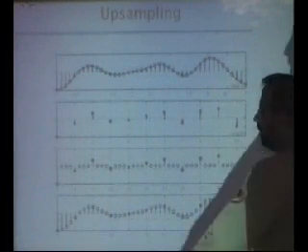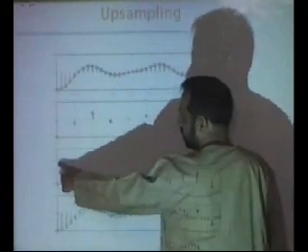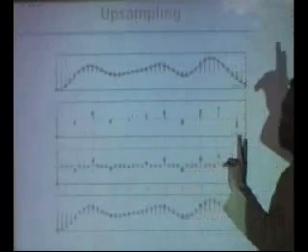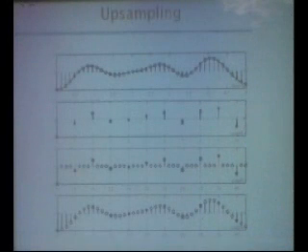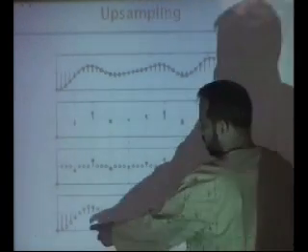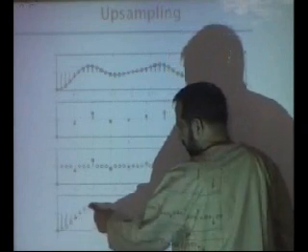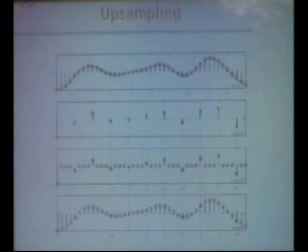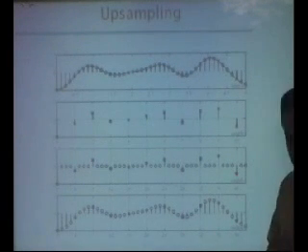And this is how it is done: first you add zeros. So sample, 3 zeros, sample, 3 zeros, sample. So every sample is replaced by 4 samples. This is upsampling by 4, where you add 3 extra zeros. And then you interpolate the zeros to bring them to the actual values. So upsampling is done in 2 steps. In the first step you insert zeros, and in the second step you interpolate. You bring those zeros to appropriate, interpolated values.